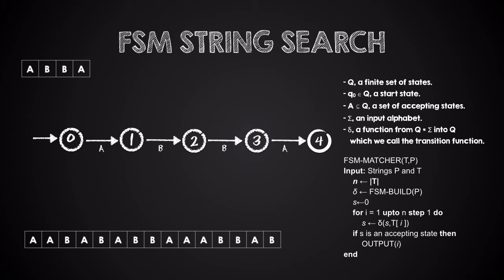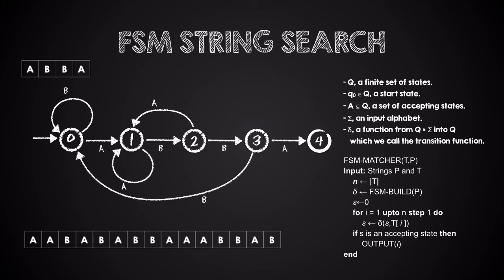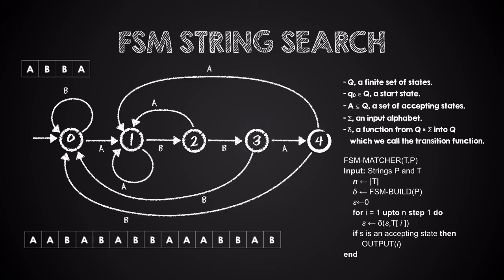For the 0th state, we need to add the transition function for the character B, which returns back to the 0th state. The first state, character A, which again returns back to itself. The second state, A, returns to the first state. And the third state, B, which returns back to the 0th state. For the final fourth state, we need to add both A and B as transitional functions. A returning to the first state, and B returning to the 0th state.